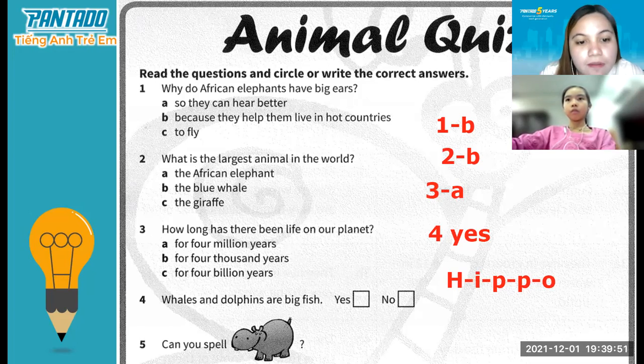Okay, that's correct. Number 2. What's the largest animal in the world? You say it's an African elephant. Okay, but well, that's also my answer. How long has there been life on our planet? Oh, your answer is letter B, the blue whale. But for me, my answer is, well, yeah, I think the blue whale is correct because it lives in the deepest part of the ocean.